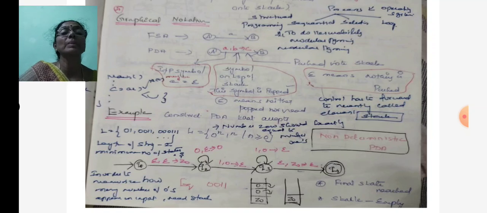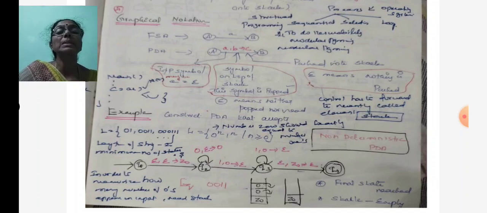0 power n, 1 power n means 0, 1: any number of 0s equal to the number of 1s. So 0, 0 followed by 1, 1. This is the language we can generate. For example, for n equal to 2, the string generated is 0, 0, 1, 1. Now we have to construct the pushdown automata for the acceptance of 0, 0, 1, 1.